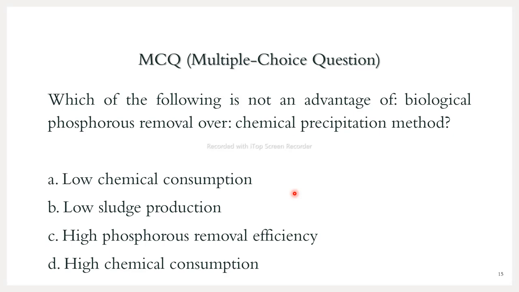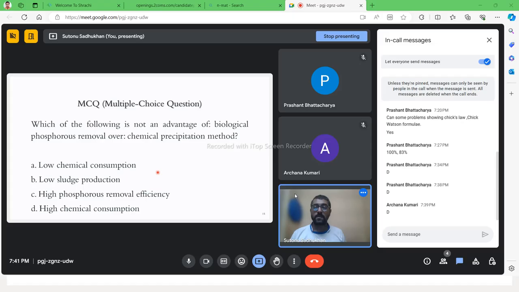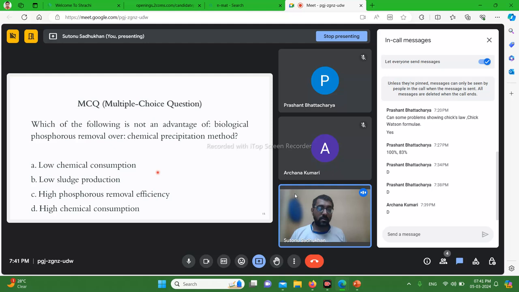Which one of the following is not an advantage of biological removal over the chemical removal of phosphorus? Archana, nobody has answered yet. Okay, please take your time. One minute.